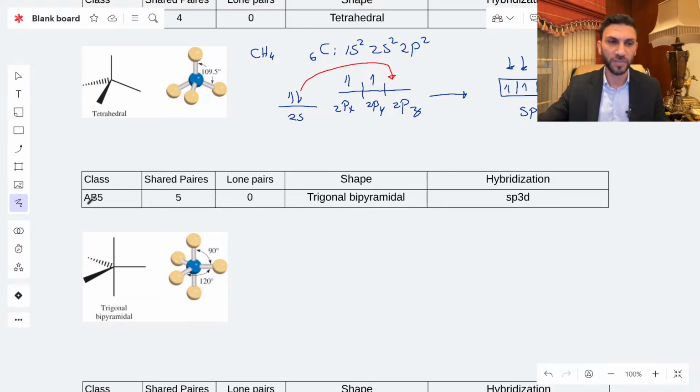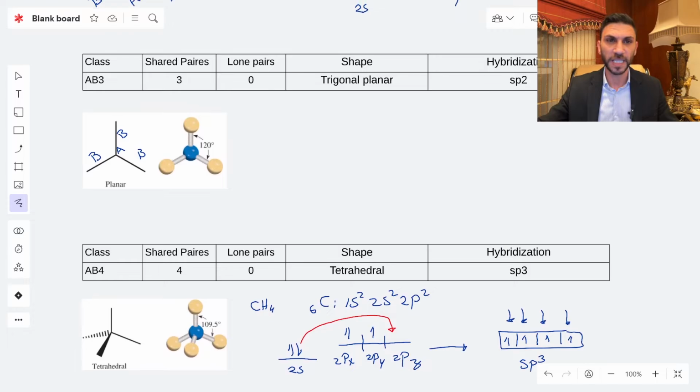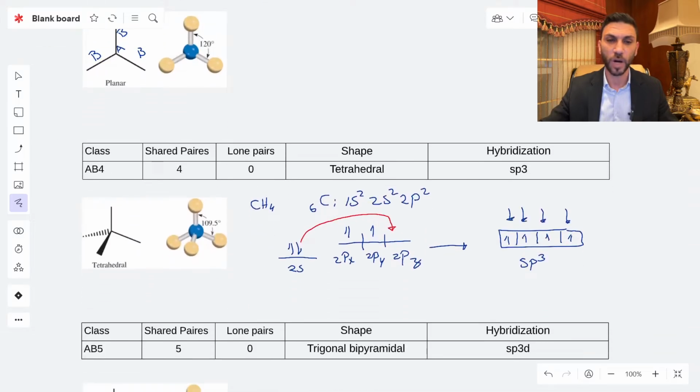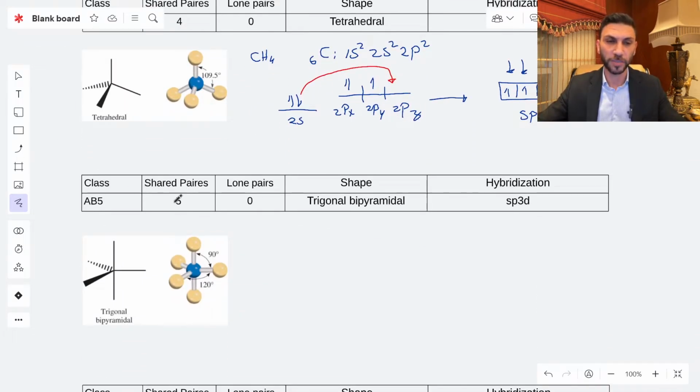The class AB5 means that we have a central atom A and 5 shared pairs, no lone pairs. All of our examples for now have no lone pairs. The number of lone pairs on the central atom is 0. So the shared pairs are 5 and the lone pairs 0, so the total is 5 pairs. When we have 5 pairs, we need 5 hybrid orbitals. They are s, p, p, p, so that's sp3, and we need one more from d. So it's going to be sp3d. These are the hybrid orbitals.